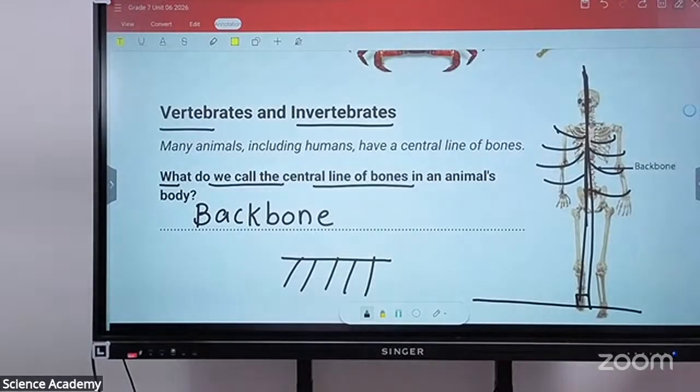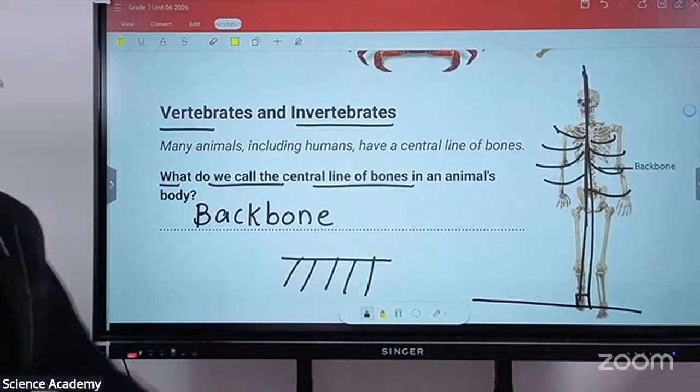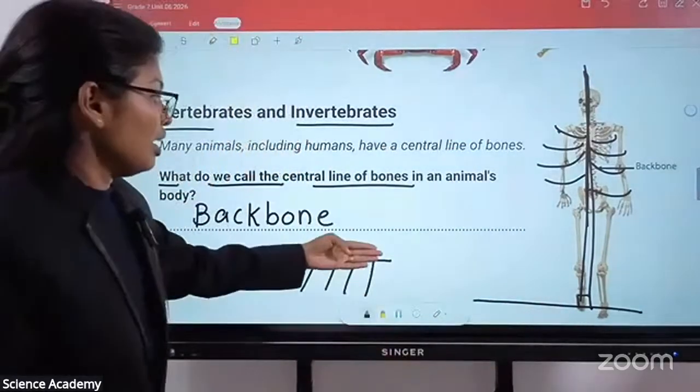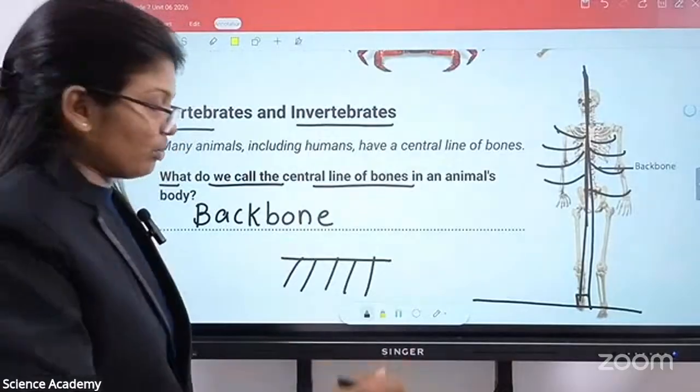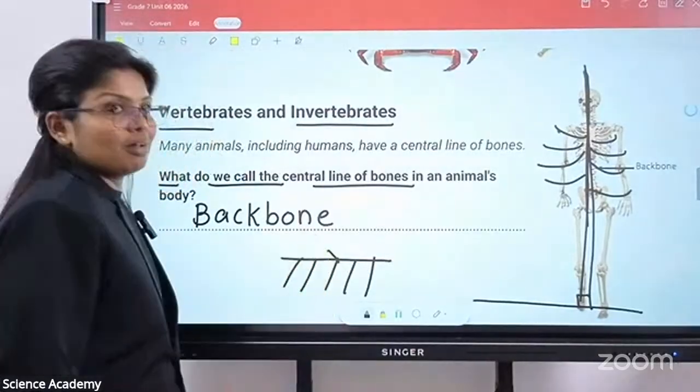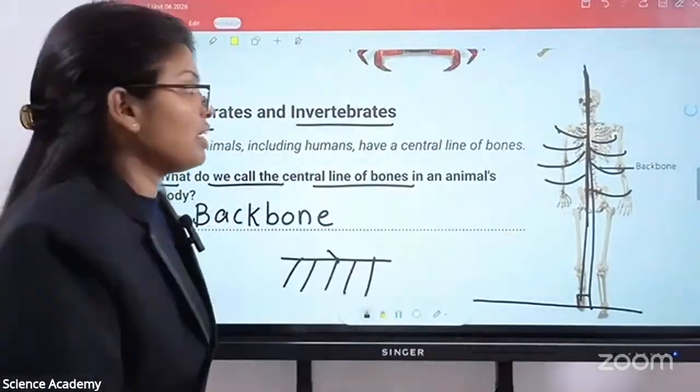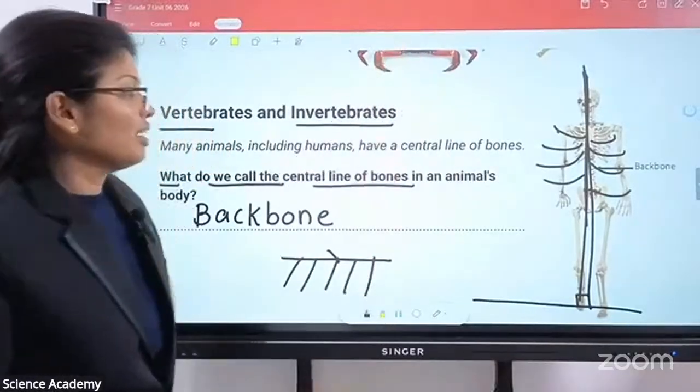Backbone. This is our backbone. You know, dogs and cats are horizontal to the ground. We are vertical.